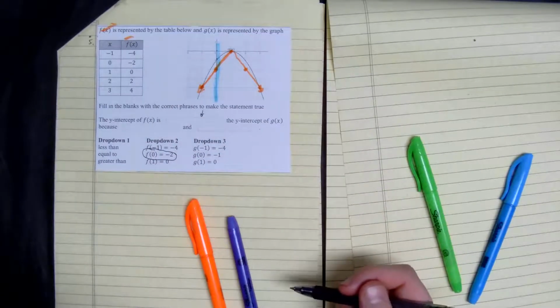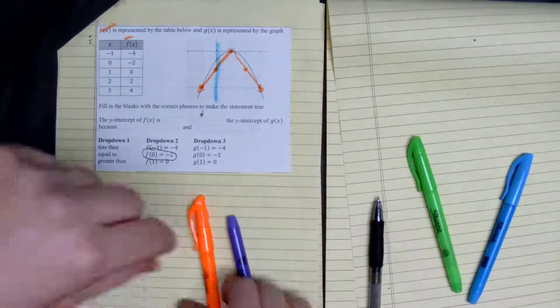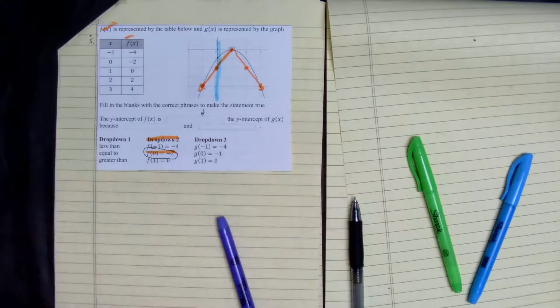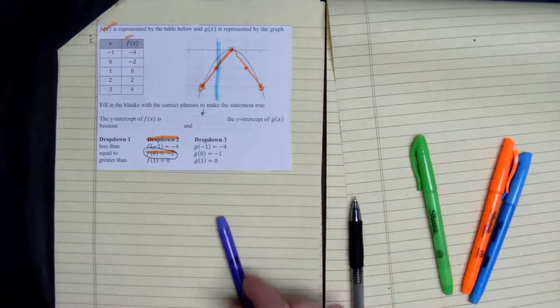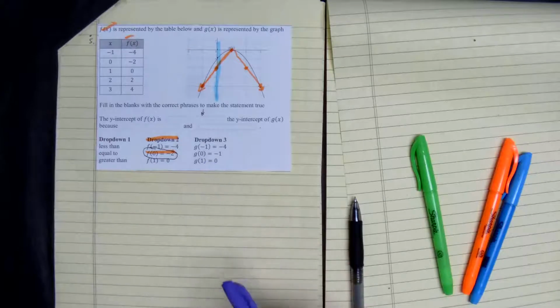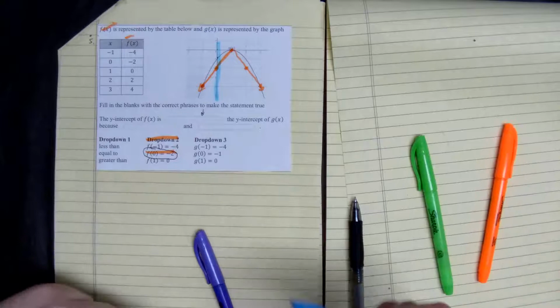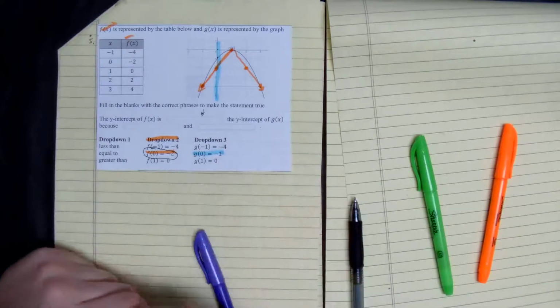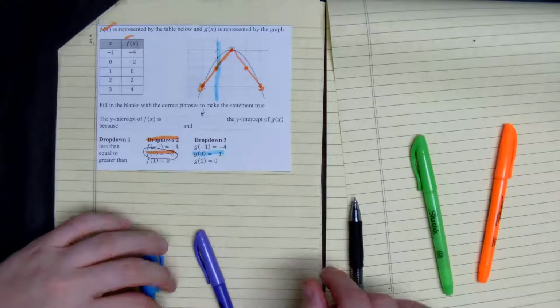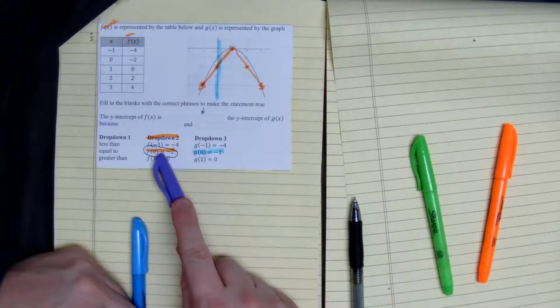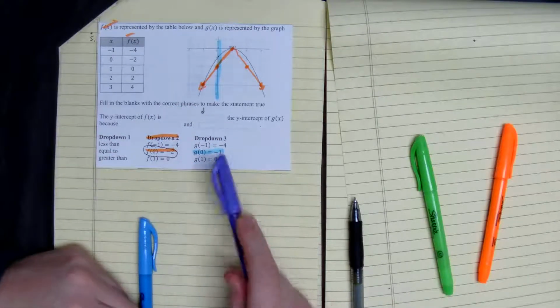So we got 0, -2, because it's talking about our orange function, the table. And then we have our g. When we plug in 0, we get -1. And that crosses at -1. So that gets us back to the beginning. The y-intercept of f of x, -2, is going to be less than -1.